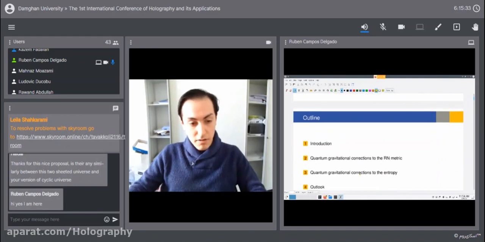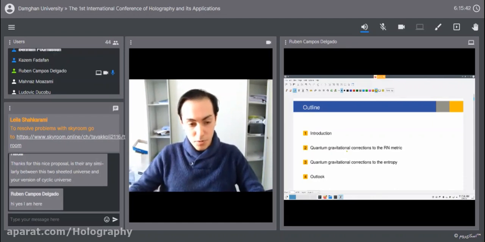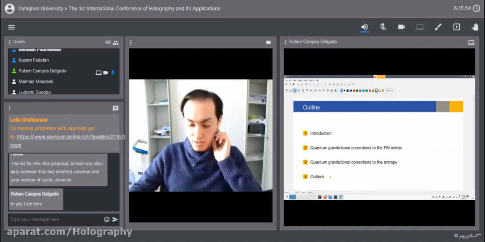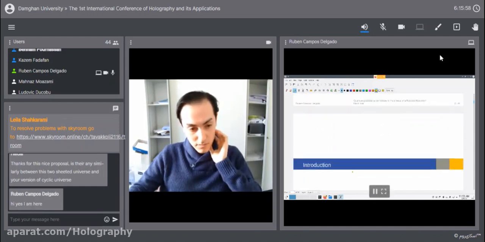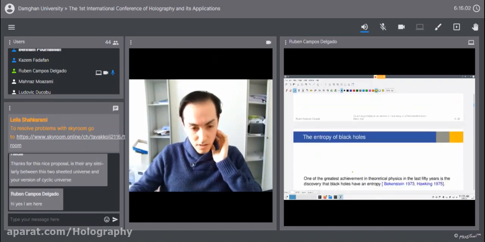First I will give an introduction about some facts on quantum gravity. Then I will proceed to compute the quantum gravitational correction to the Reissner-Nordström metric. Then I will compute the gravitational correction to the entropy, and at the end we will have a look at possible future directions. Okay, so let's start with the introduction.